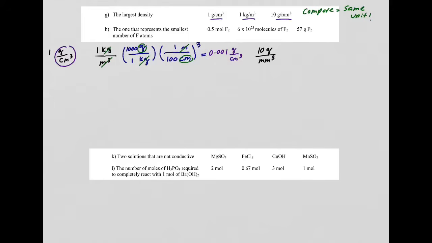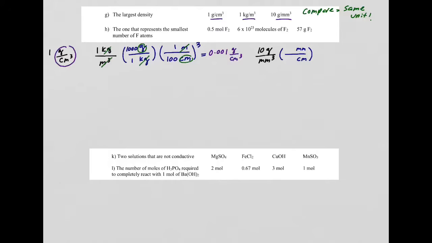Okay. Now my next one is I have 10 grams over millimeters cubed. Again, keep your eye on this. What I want is grams over centimeter cubed. Gram, great, so I don't have to do anything. The only thing I need to change is the millimeters cubed. I don't want millimeters, what do I want? Centimeter. So the millimeters goes on top and the centimeters goes on the bottom, so I can cancel them out.